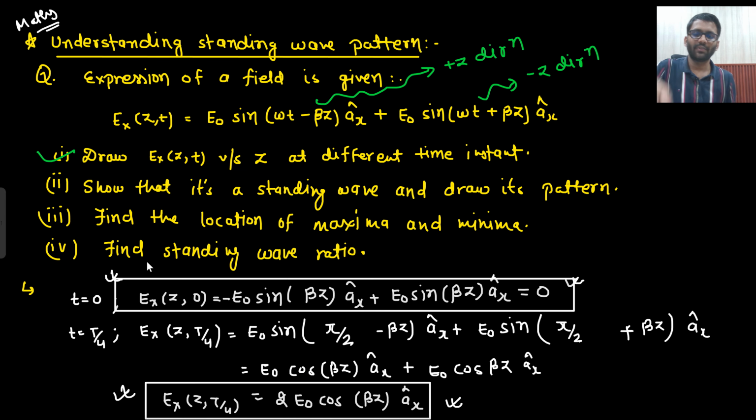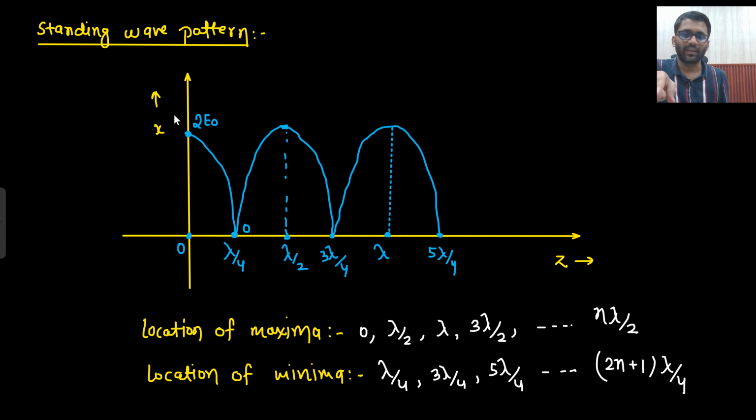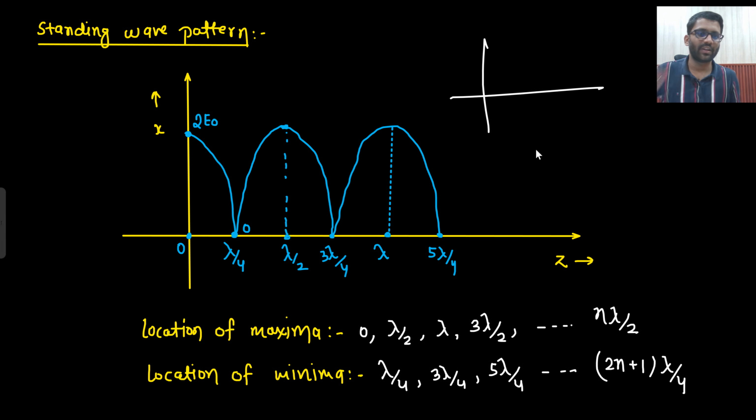So we have answered the second question, that show that it is a standing wave and draw its pattern. So this is known as standing wave pattern. Okay, standing wave pattern. So this is how we draw it. Are you able to understand the point? Now in some textbooks you will find, or some educators also teach in this manner, that this is how they draw the standing wave pattern.